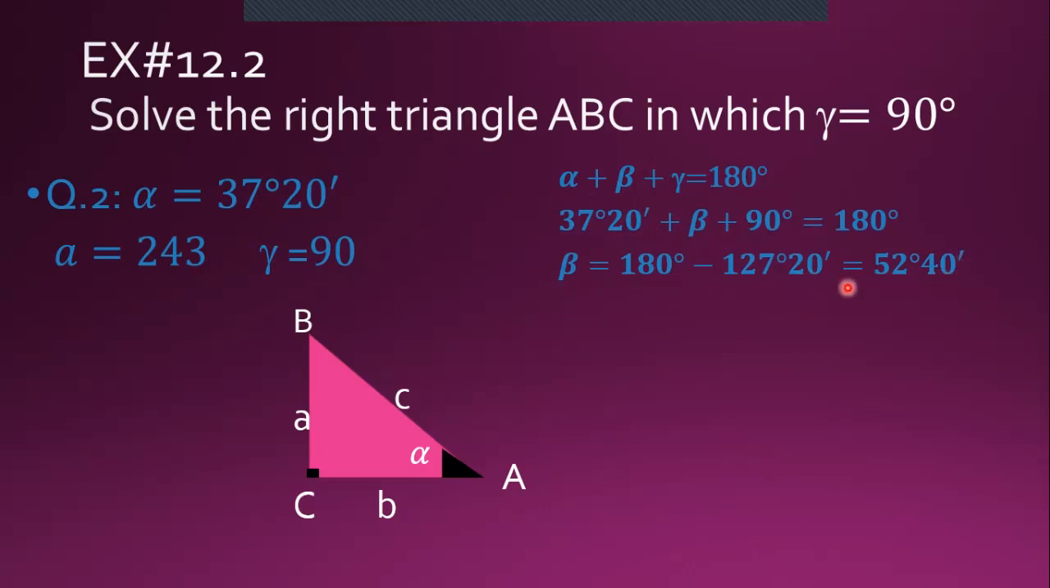Here you are to use the calculator, and you are not going to convert degrees into decimal fractions. The calculator will give the answer in the same form; you only need to write it the way it is given. You need to write 180 degrees minus 127 degrees along with 20 minutes, and you know how to write it.